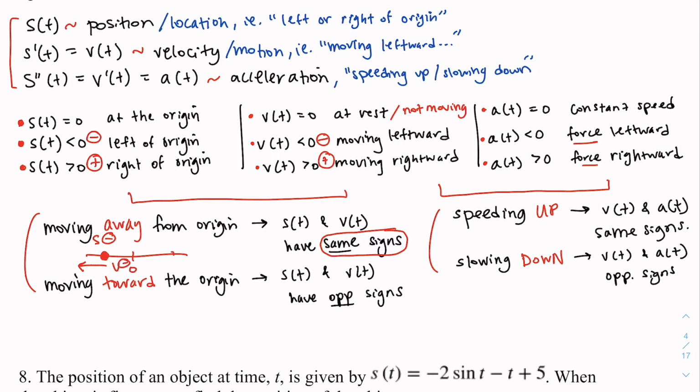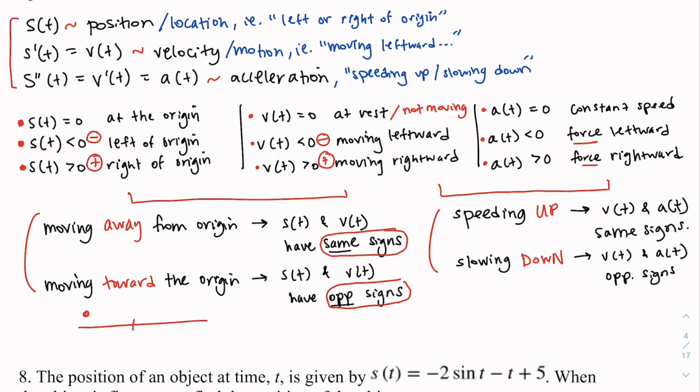Or if your position is in the positive direction, so you're on the right side, then to move away from the origin, you need to continue moving rightwards. So velocity must also be positive. If you're moving toward the origin, on the other hand, then your position and velocity functions will have opposite signs.